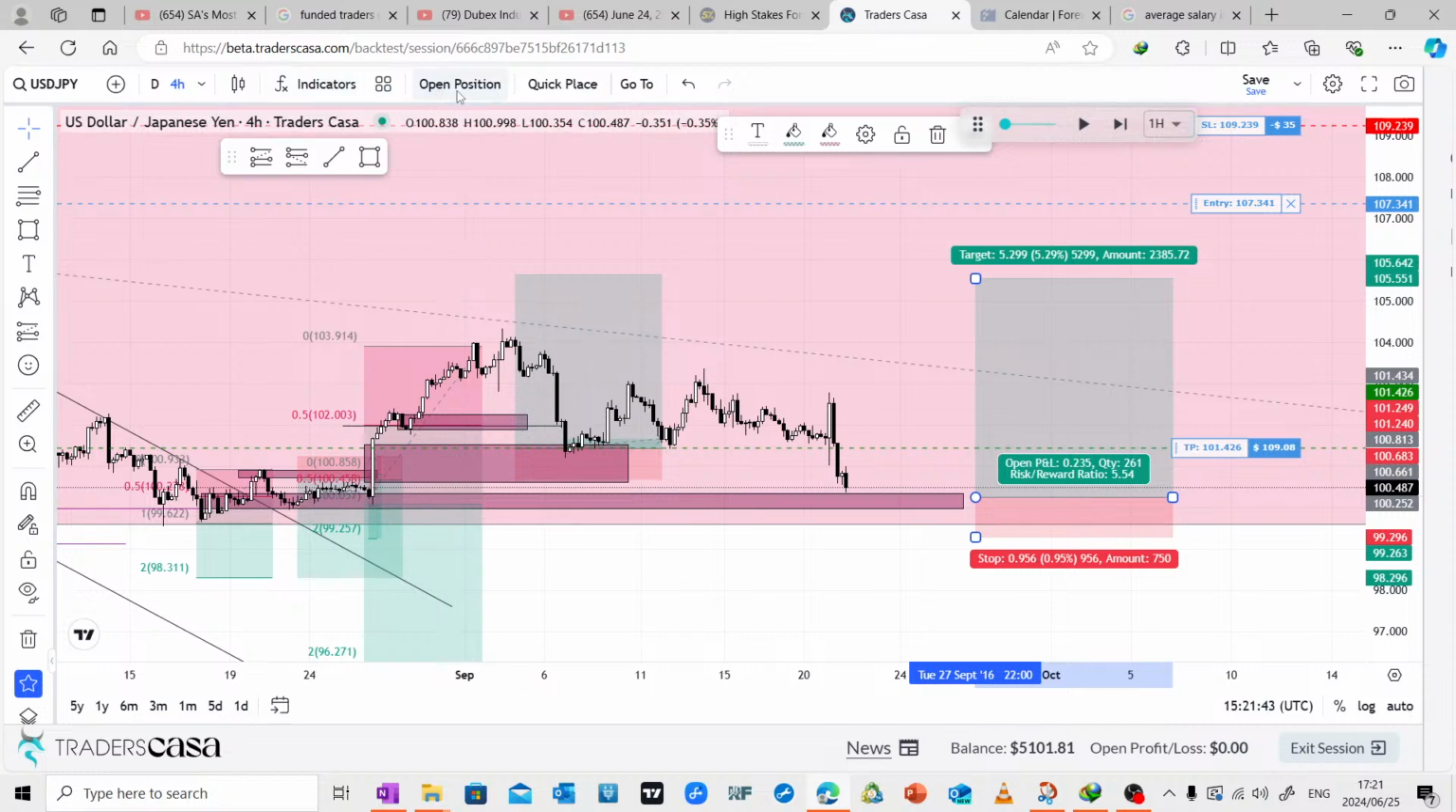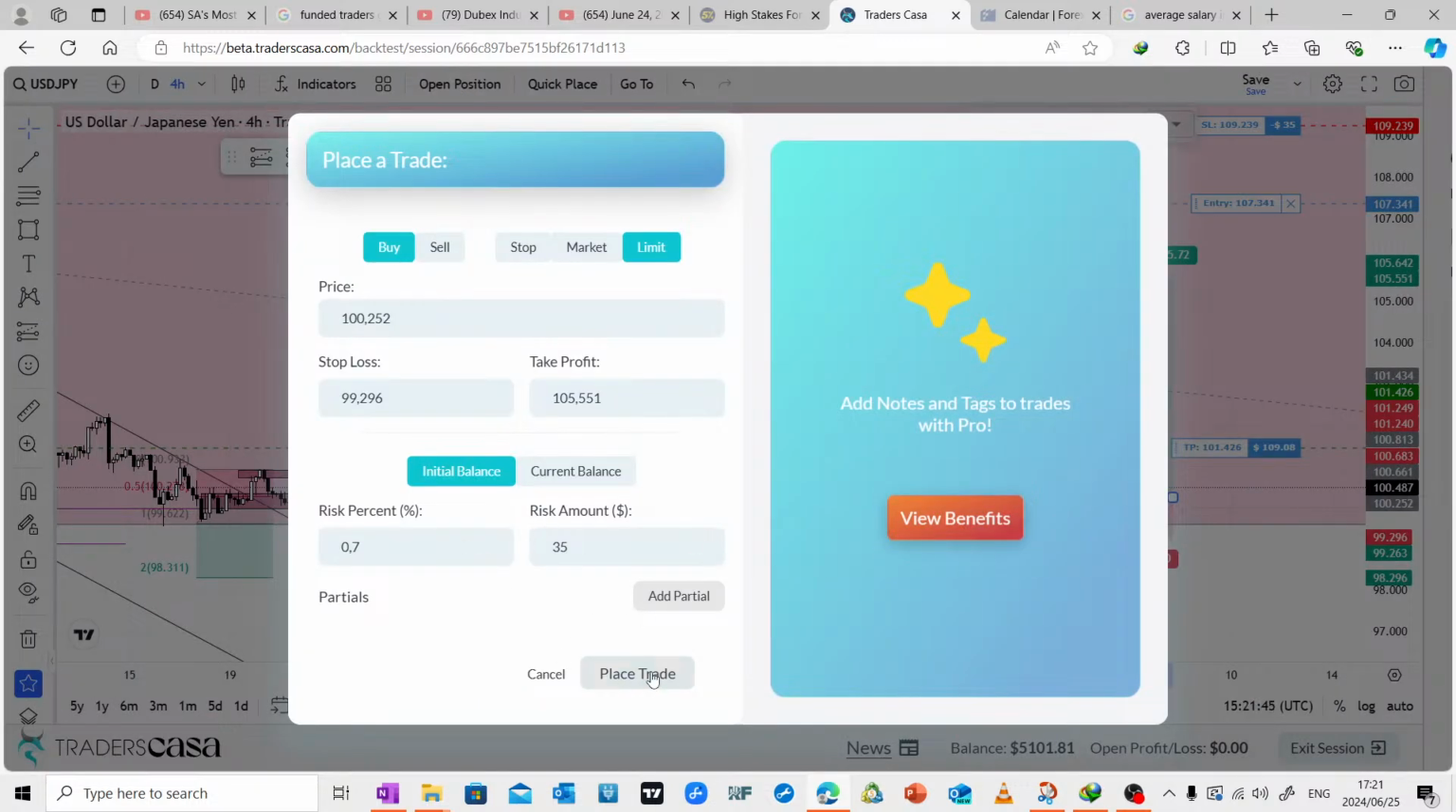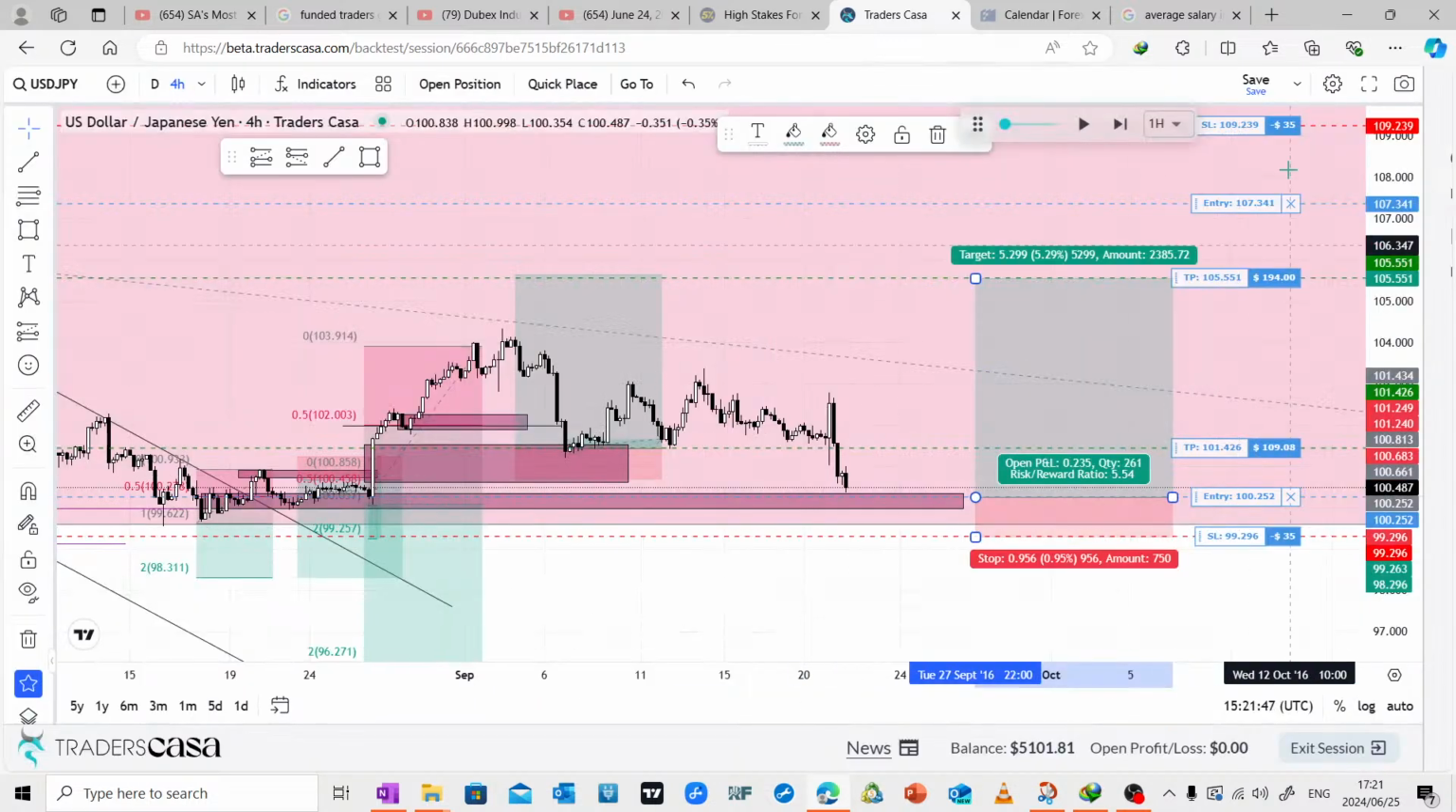So risk to reward 1 to 5, not bad. Let's place a trade. Let's play.